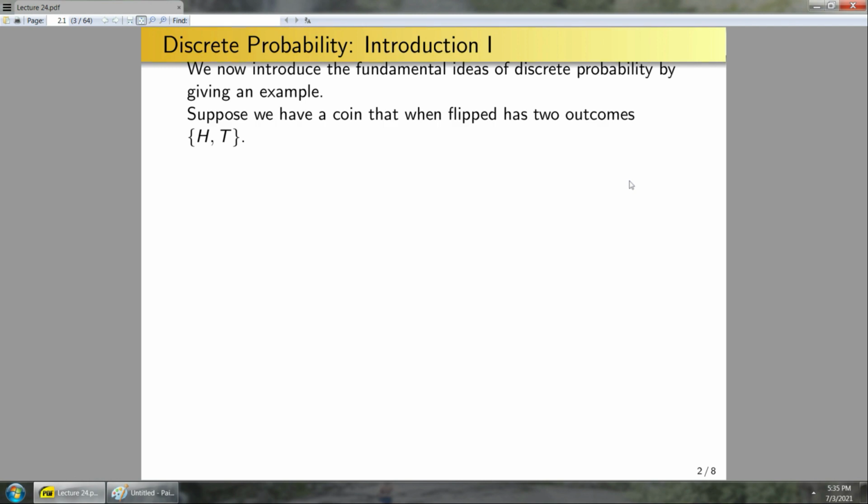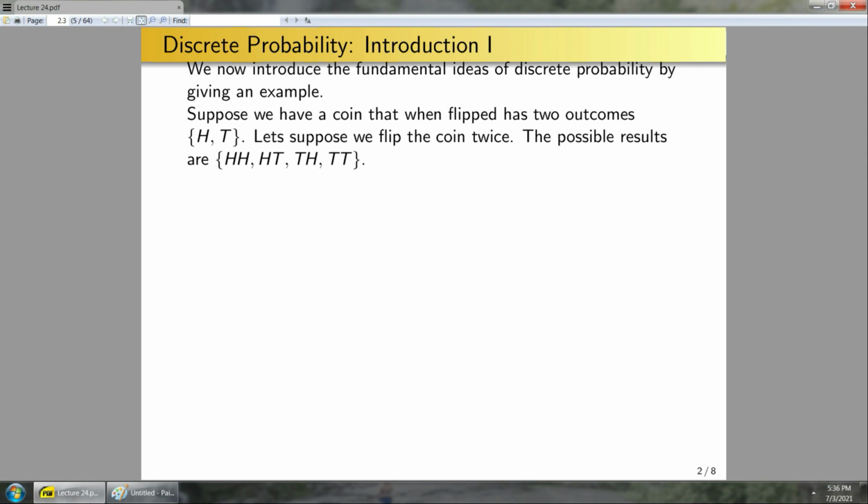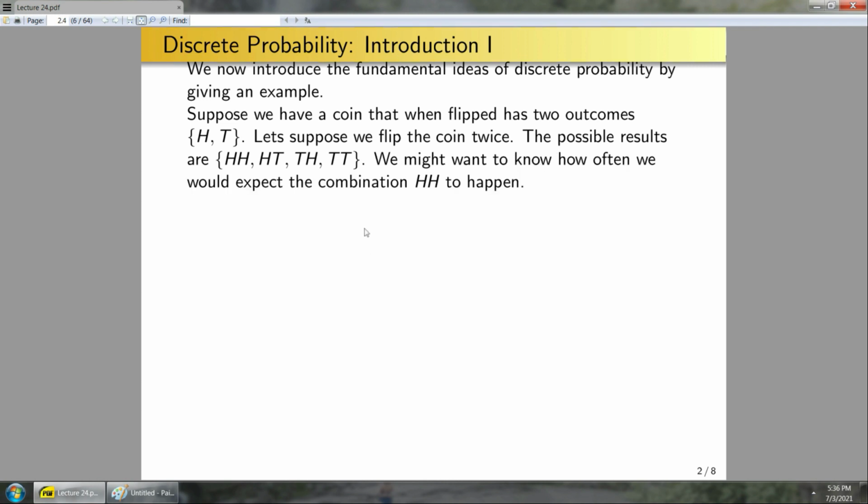Suppose I have a coin that when flipped has two outcomes, H or T. Now let's suppose that I flip the coin twice. If I flip the coin twice, my possible results are two heads, a heads and a tails, a tails and then a heads, or two tails. Now we might want to know how often we expect the combination of two heads to happen. This is what the study of discrete probability lets us do. It lets us quantify how often or how likely a certain event will happen out of a discrete set.